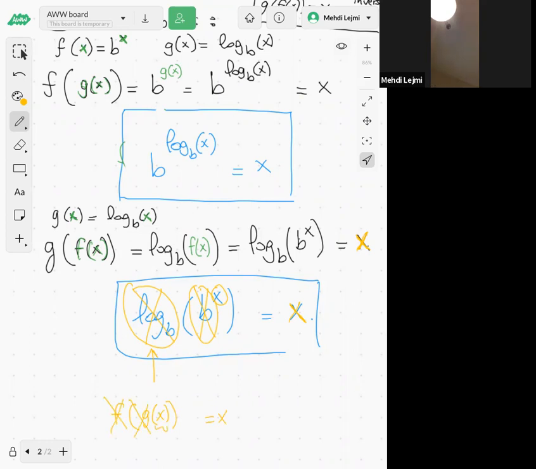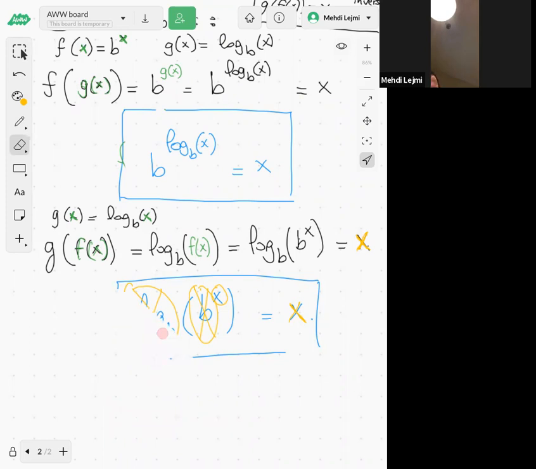That's the idea behind the inverse. So f and g go away, and then you are left with x. We're going to do a lot of examples. You see, it's not that crazy.